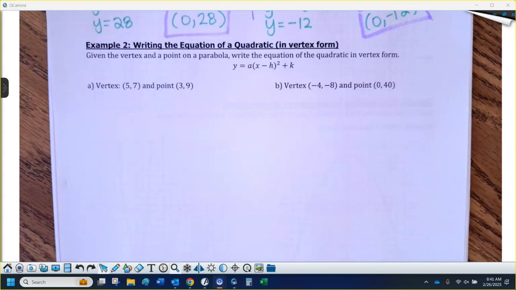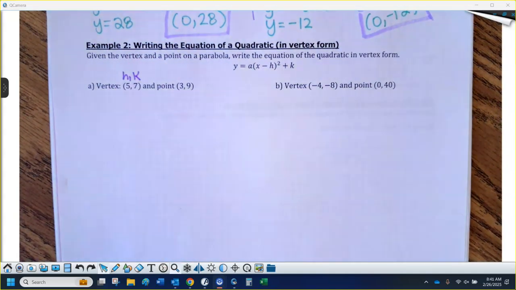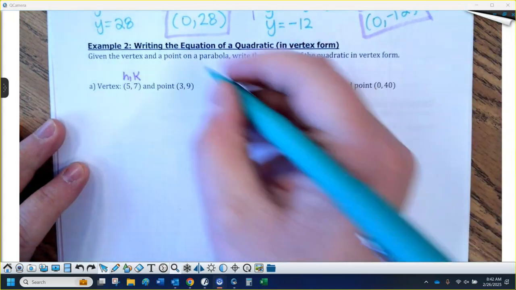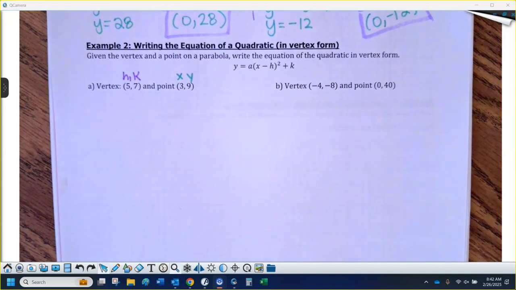So if they give you the vertex and then another point on the graph, it's super important that you label them. Okay, so the vertex is the h and k in that formula. And you cannot mix these up. If it says this is the vertex, the x has to go in for the h, the y coordinate has to go in for k. And then the point, for this example, which is 3, 9, you're going to put those points in place of the actual x and y.